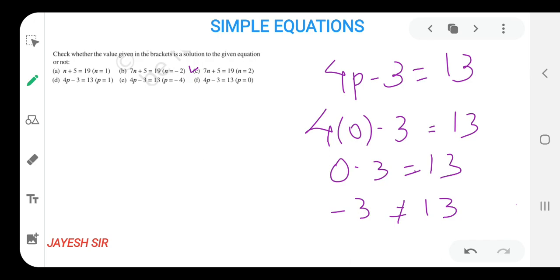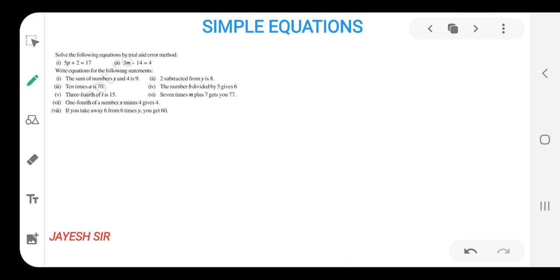So let us begin with the next type and see what new we are going to learn today in this video. Solve the following equations by trial and error method. Two questions are there on the screen. By trial and error method, we have to solve the equation and find the value of the variable. So first, 5p plus 2. The equation is 5p plus 2 equals 17. We have to find the value of variable p by trial and error method.